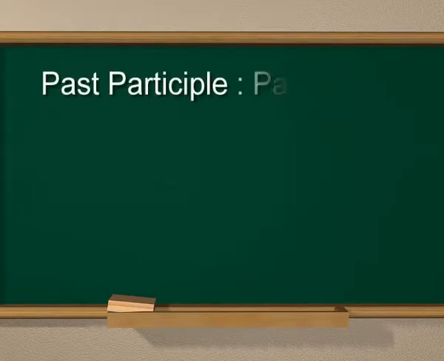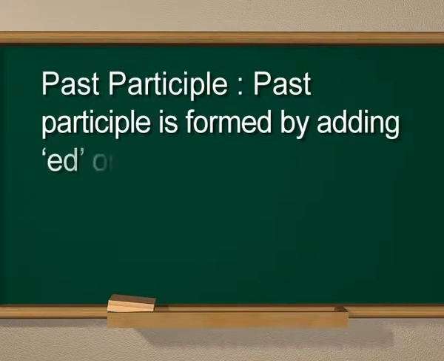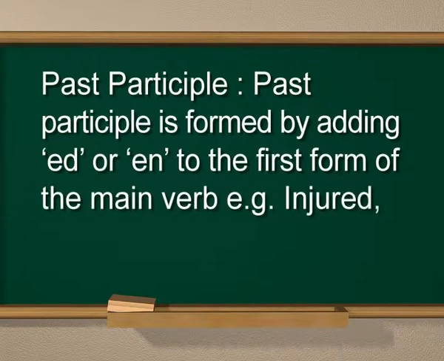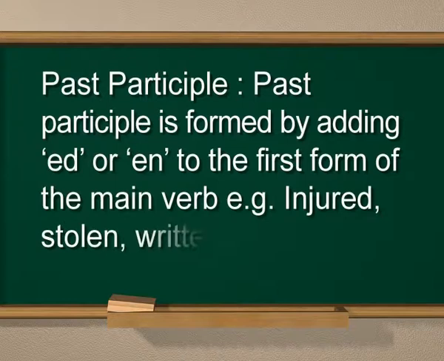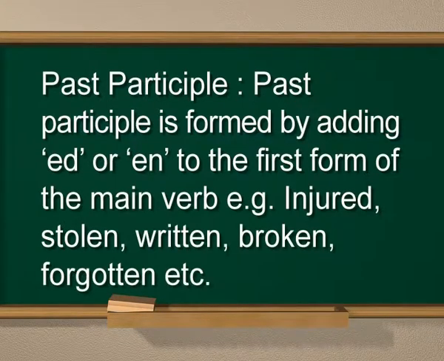Past participle. Past participle is formed by adding ed or en to the first form of the main verb. Example: injured, stolen, written, broken, forgotten, etc.